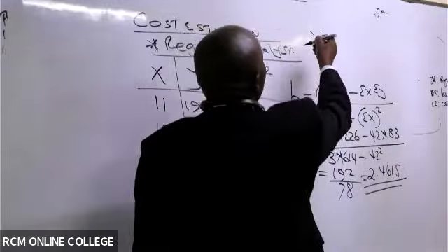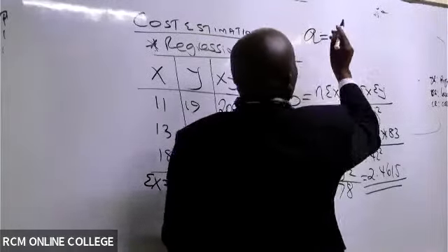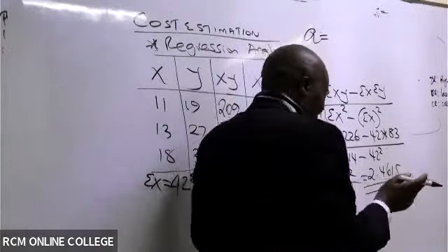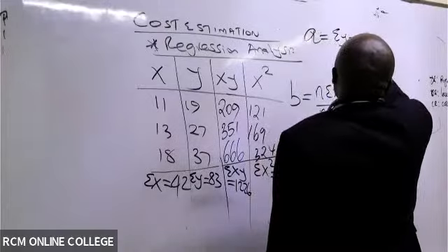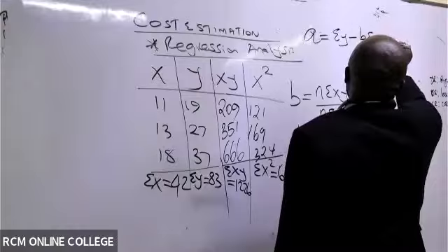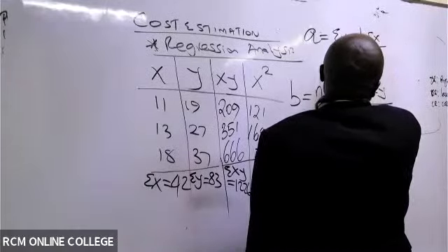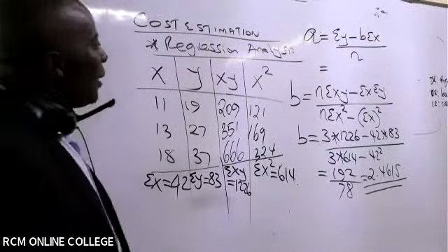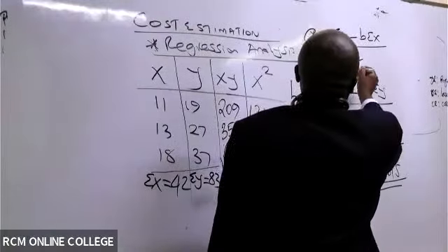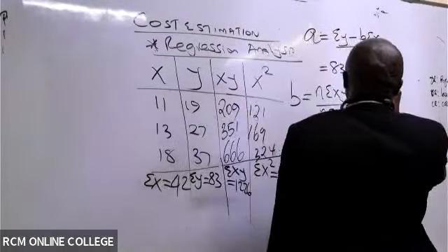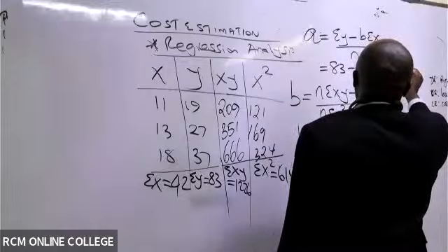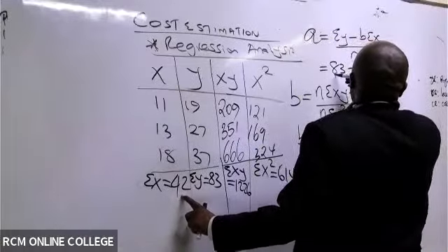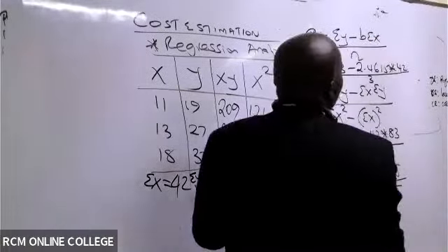So from there, go ahead and give me the value of A. You can only give me the value of A if you are able to remember the formula. If you forget the formula, then automatically you will not be able to do anything. So this will be the sum of Y minus B times the sum of X, everything divided by N. Summation of Y is 83, minus B, which is 2.4615, times the summation of X, which is 42. Whatever answer I get, everything is divided by 3.